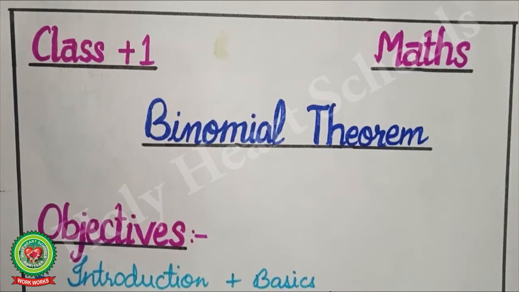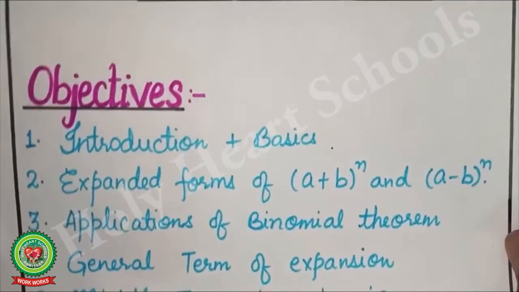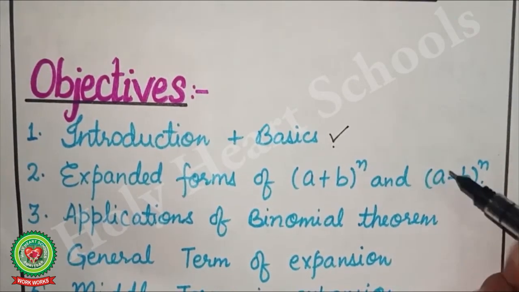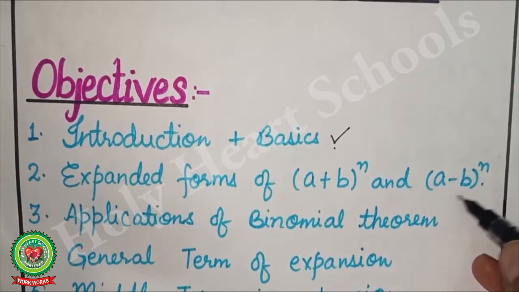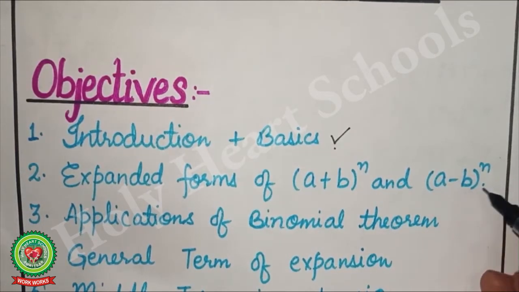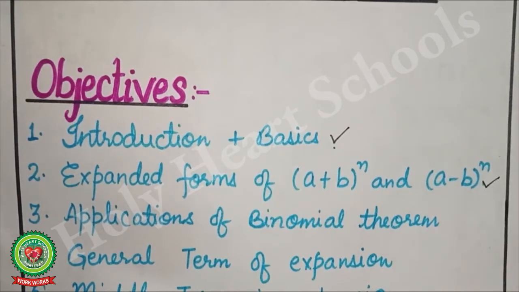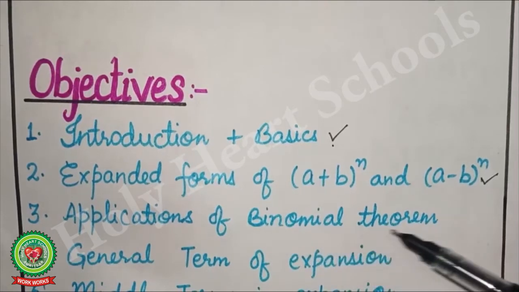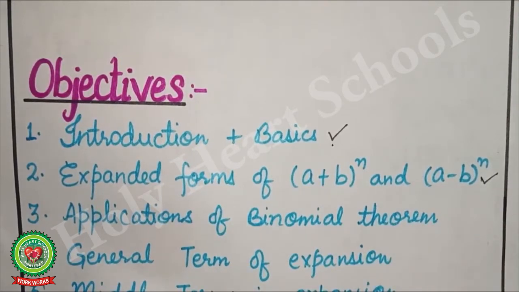Students, in the previous class we started the chapter Binomial Theorem and completed its first two objectives. First, introduction and basics. Second, expanded forms of (a plus b) raised to power n and (a minus b) raised to power n. Today, we are going to start with its third objective, that is applications of binomial theorem. Now, let's start with the third objective, its application.